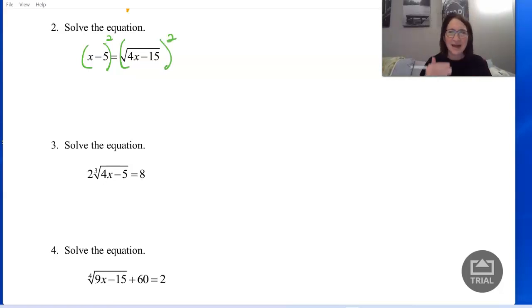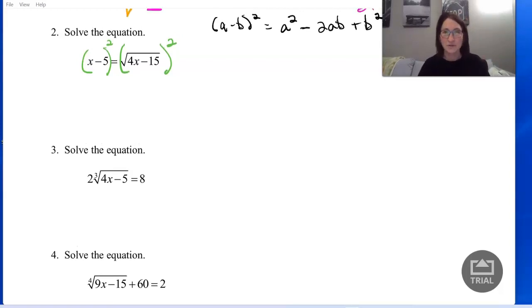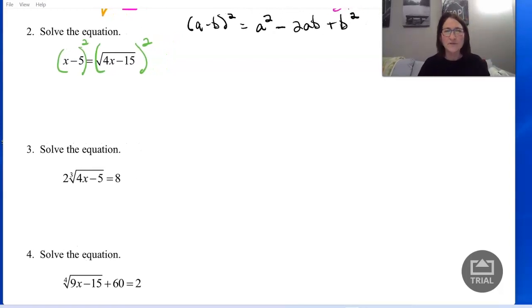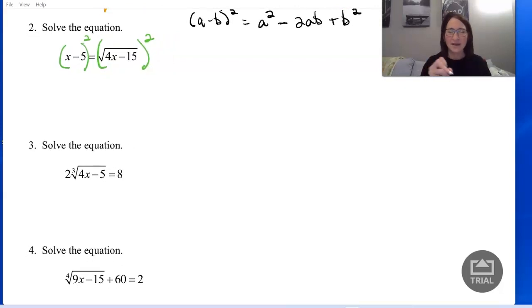On the left, I have a binomial squared. Remember, when you have a binomial squared, a minus b squared, that's going to give you a squared minus 2ab plus b squared. That's our approach. Now I'm going to use that in order to multiply out that x minus 5 squared.